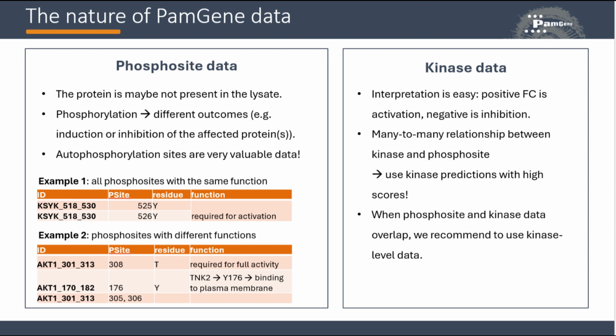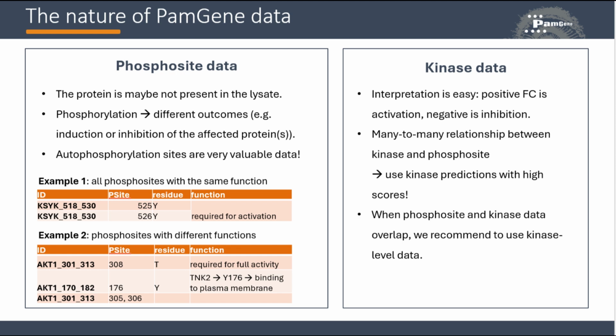Therefore, we recommend to primarily use kinase predictions to explore signaling pathways. The interpretation of kinase predictions is also more straightforward. Positive fold change means activation and negative means inhibition. However, we have to keep in mind that kinases are not directly observed, only their activity. There is a many-to-many relationship between kinases and their targets, meaning that multiple kinases phosphorylate the same phosphosite and that one kinase can phosphorylate multiple phosphosites.